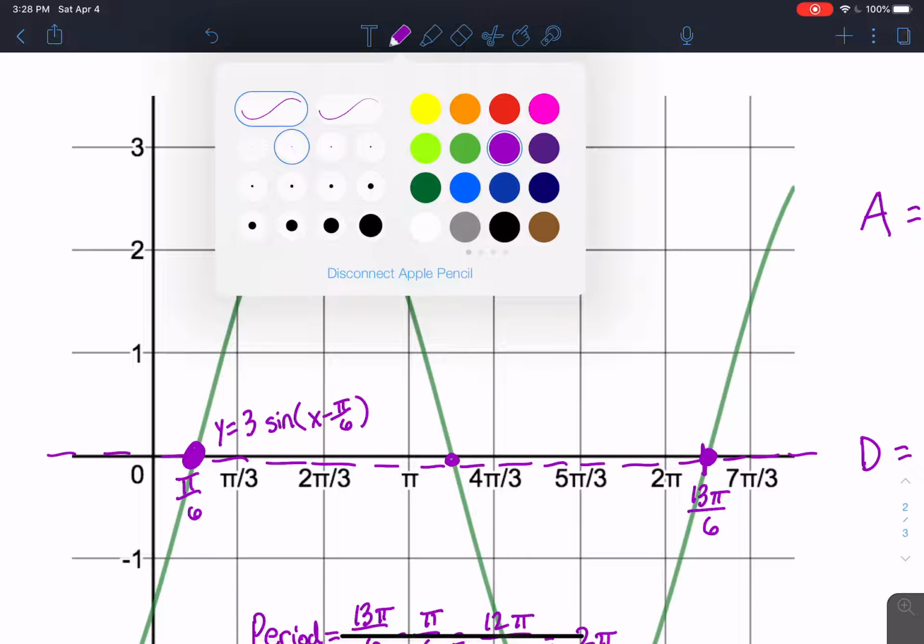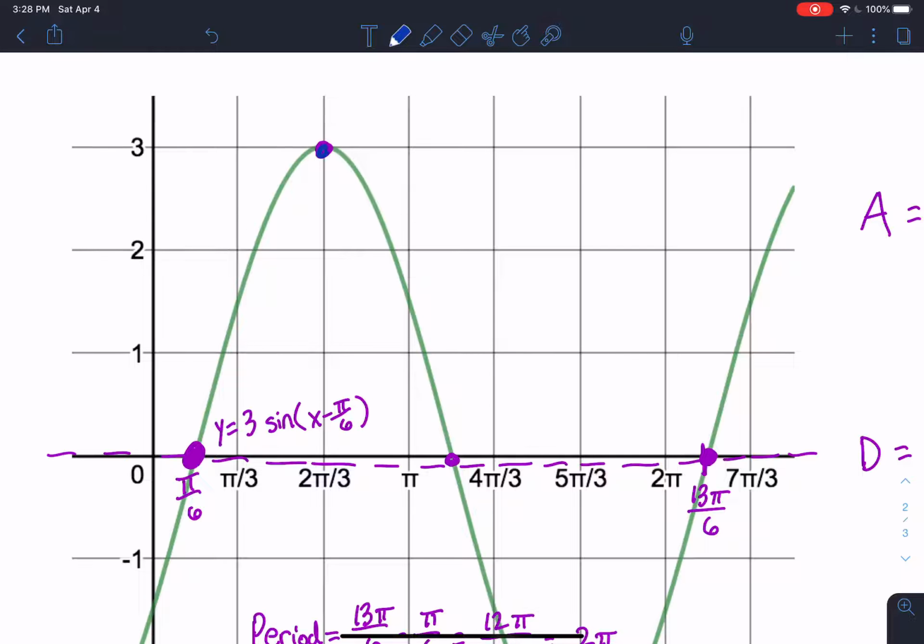So that's my equation. Okay, and then if I start with my high point here, that's going to be positive cosine. So this is y equals 3 cosine of x minus 2 pi over 3. So again, those two equations are going to give you the same graph.